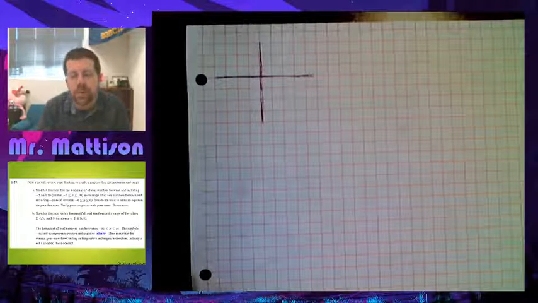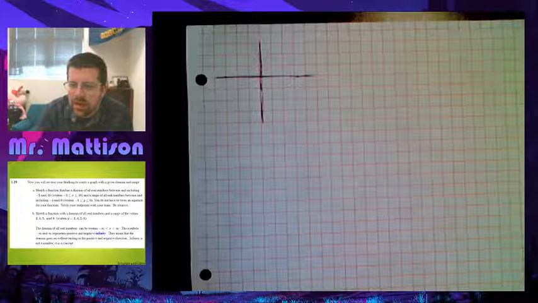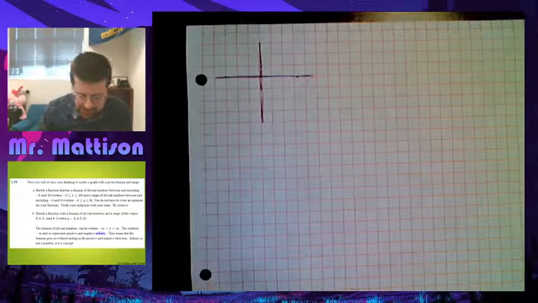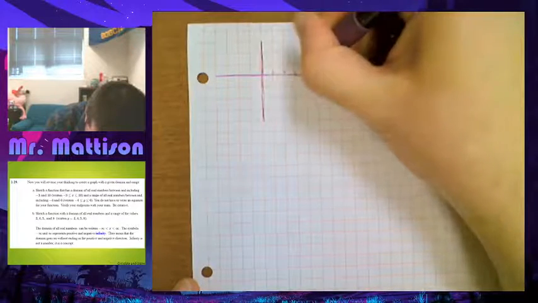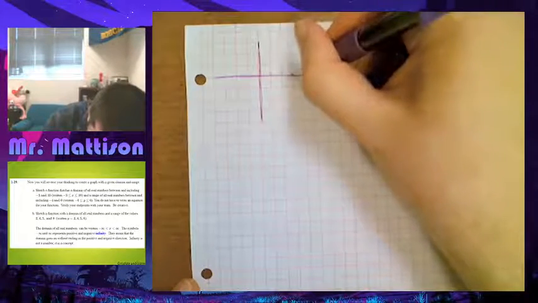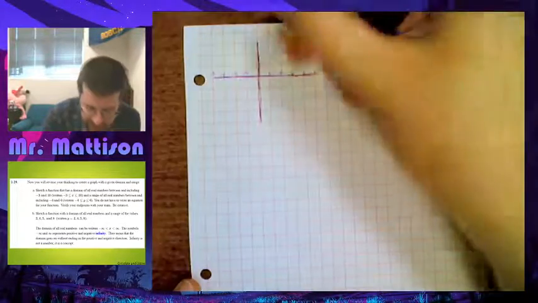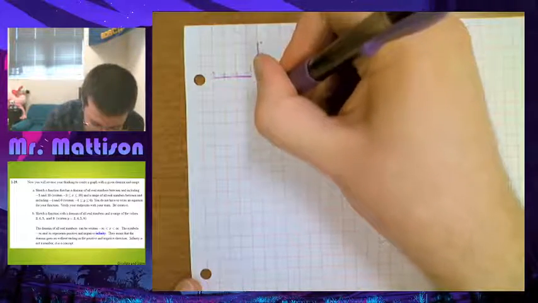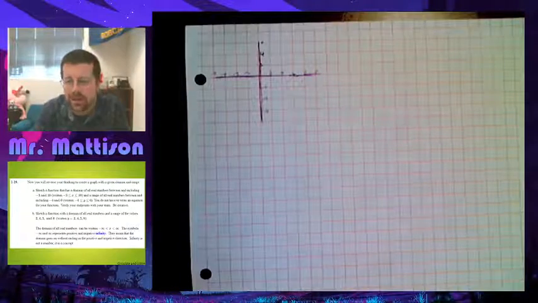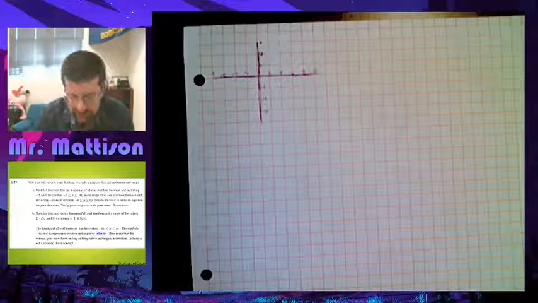But okay, so I need it to have a domain of everything between -3 and +10. So if I change my scale here to 2, this is 2, 4, 6, 8, 10, -2, -4, -6, -8, and then going up 2, 4, 6, and down -2, -4, -6. And then I want my range to be everything between -4 and +6.